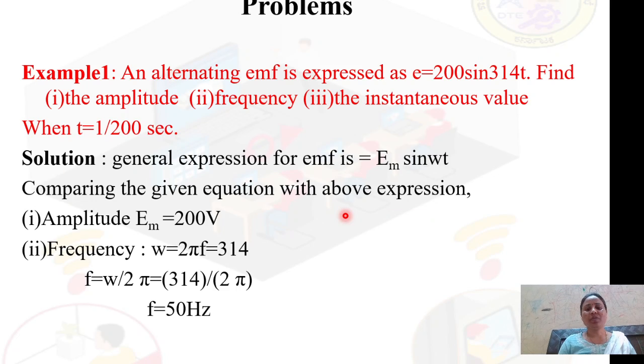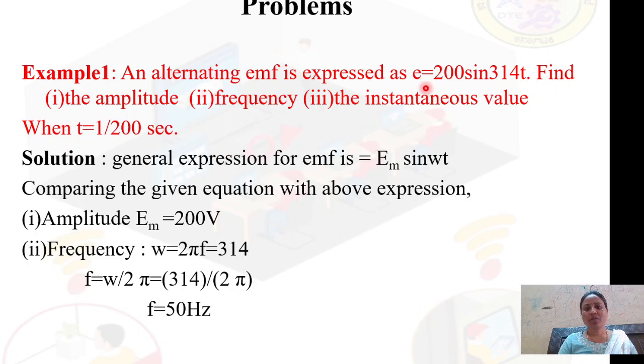Now we will take some simple examples and see how the different parameters can be calculated for an alternating quantity. Let us take the first problem. An alternating EMF is expressed as E is equal to 200 sin 314t. Find the amplitude, frequency, and instantaneous value when t is equal to 1 by 200 second.